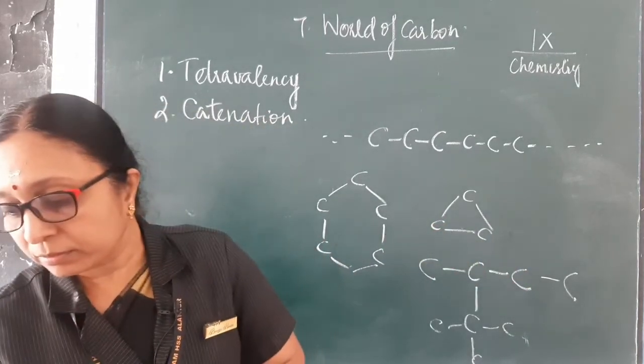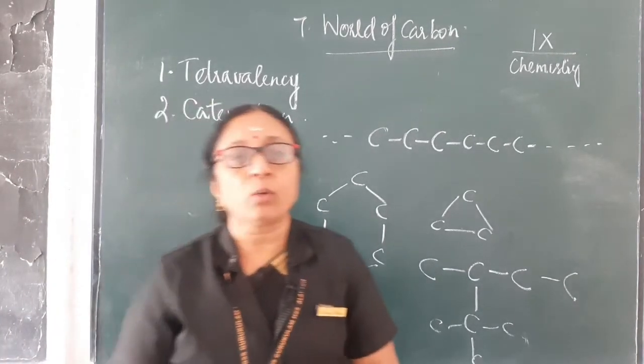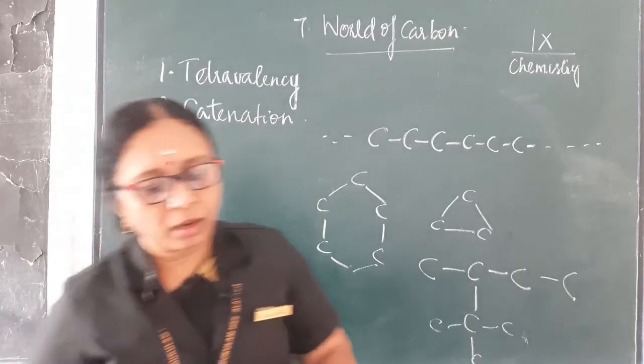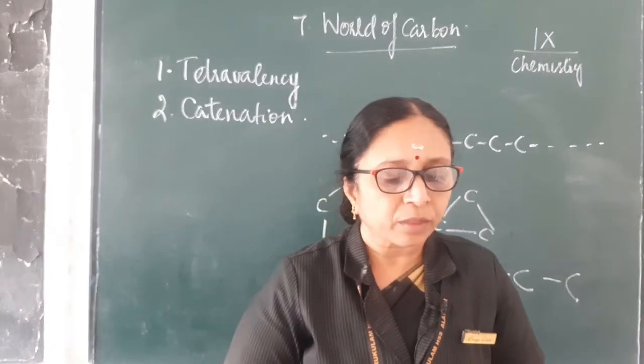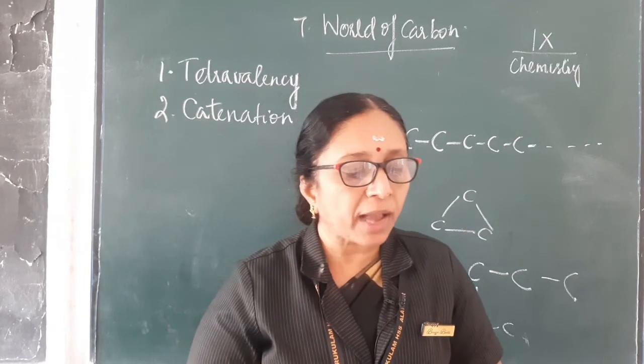Okay, children. So, I have completed the chapter now. We will move to Let Us Assess. The first question: the names of some allotropes of carbon and their properties are given, but not in correct order. So, match them suitably.